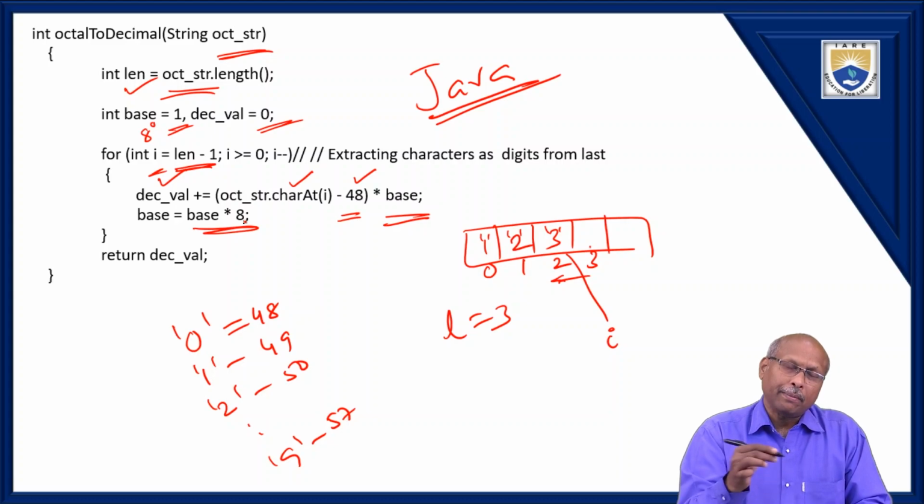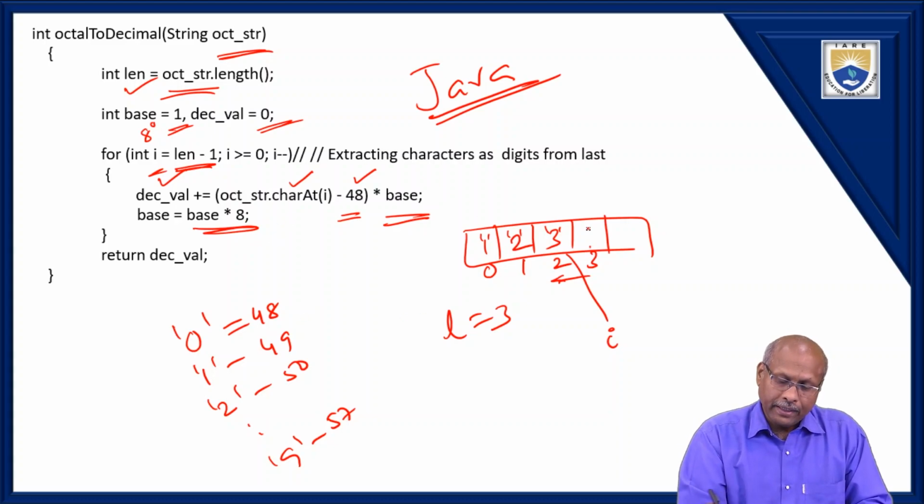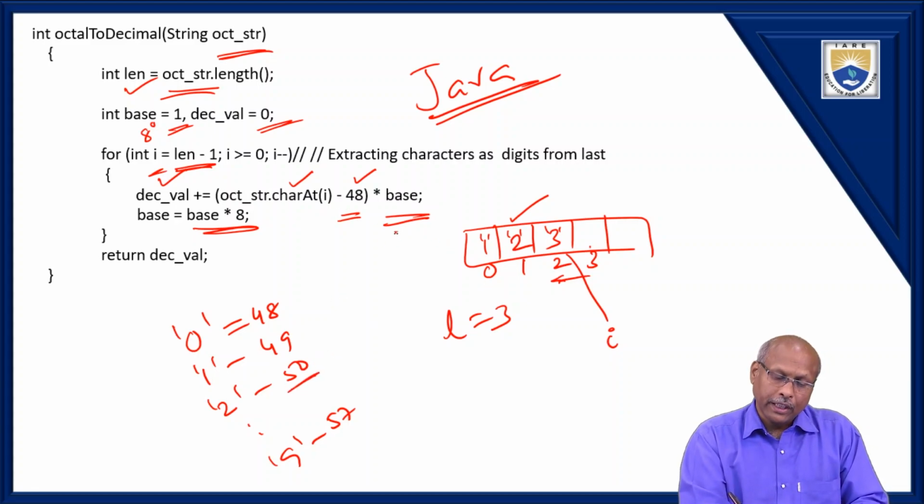Then go to the second base. Second base means 8 into 1. That is 8. So when I go to the second digit, the character is 2, which means 50. 50 minus 48 is 2. So 2 into the base, 2 into 8.